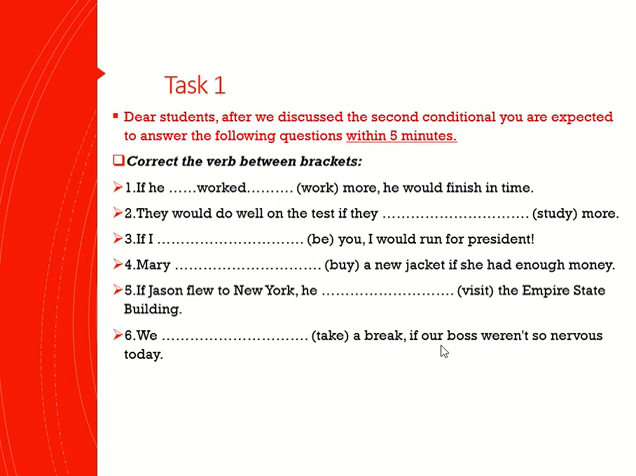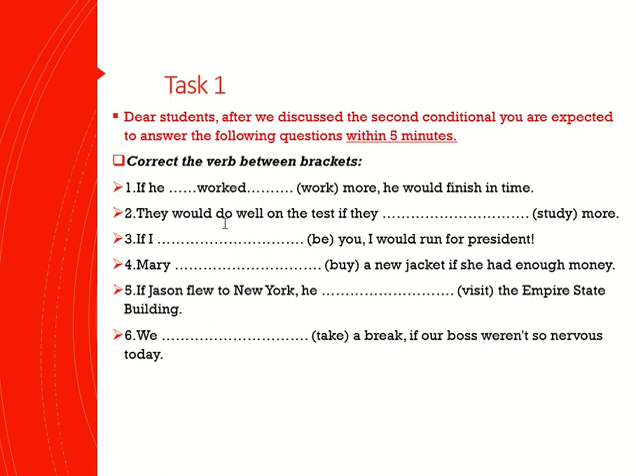Okay, let's do these sentences together after you have tried to do them alone, to check your answers. So here the first one: if he worked more, he would finish in time. Here we have would plus verb 1, and in the first part, the if clause, we have the simple past of work, which is worked.